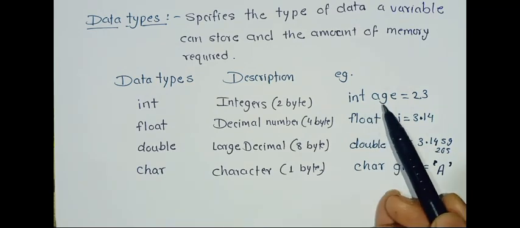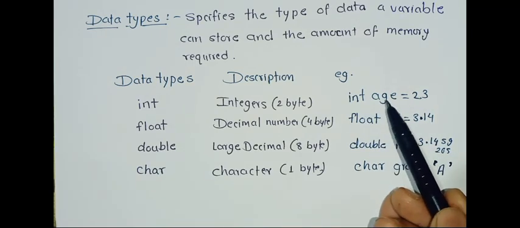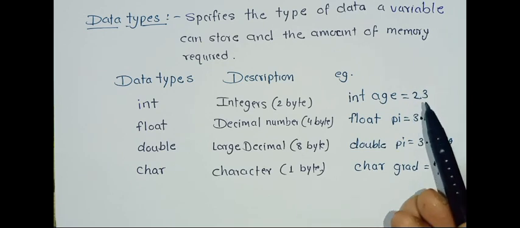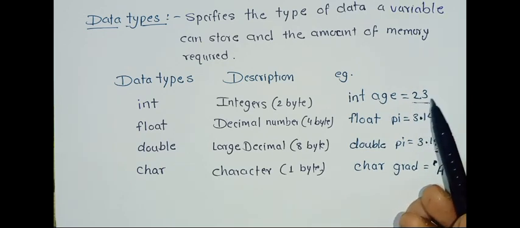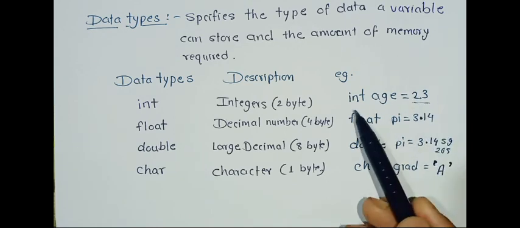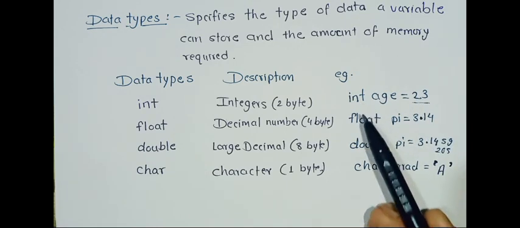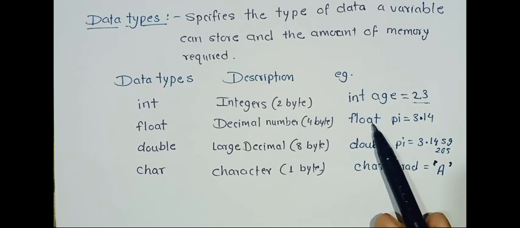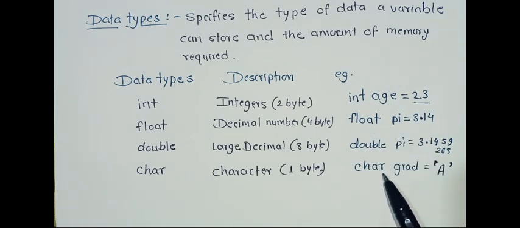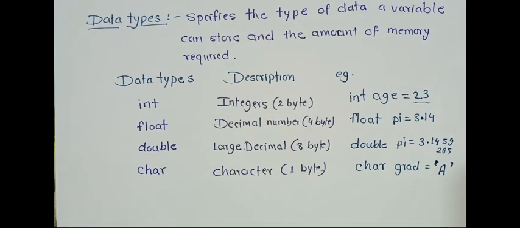Whenever we are using a variable like age, what type of data are we storing in it? If you are storing numerical data that is not a decimal point number, then we can declare it as an integer. Next, if you are using a decimal point number, then you can use float or double, depending on size. Next is char. If you are using a character, then you can use a char variable here. Got it? In the next video, we will see the program using variables.